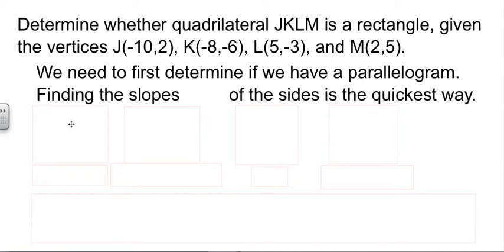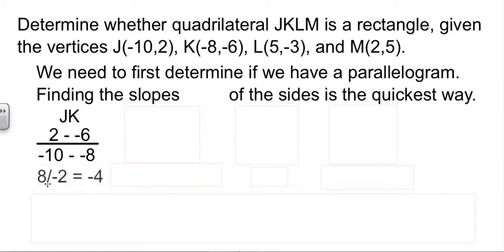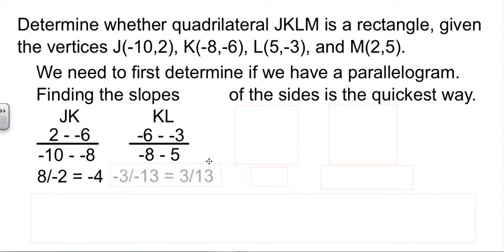So let's find the slopes. The slope of J to K, y minus y over x minus x, reduces to -4. KL, -6 minus -3 over -8 minus 5 is 3/13 once you reduce it. Well, those two sure aren't parallel.